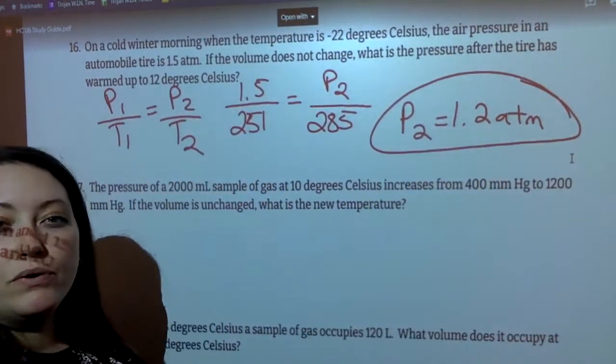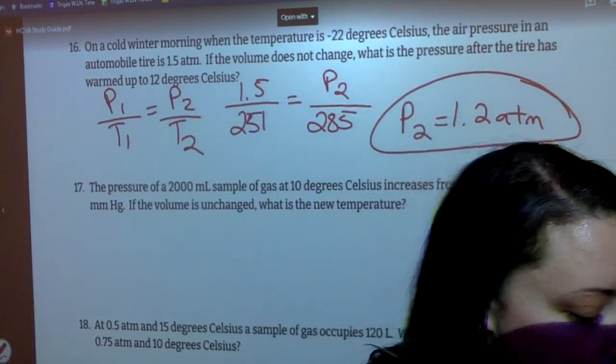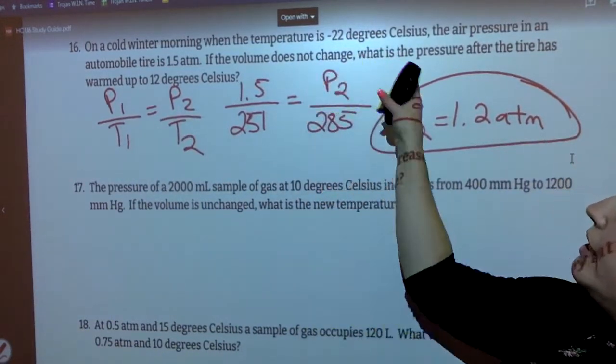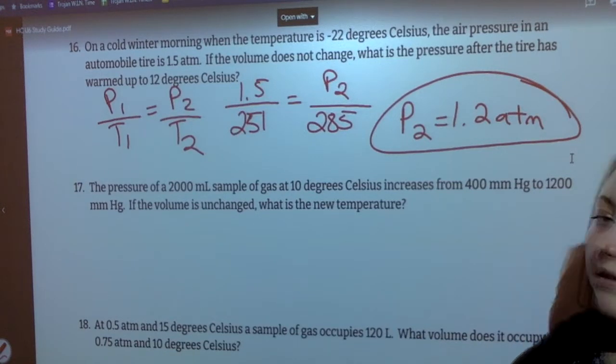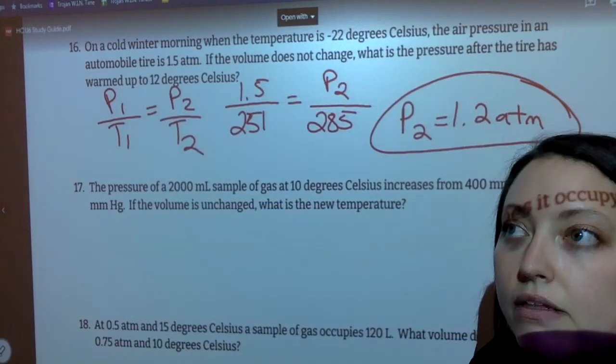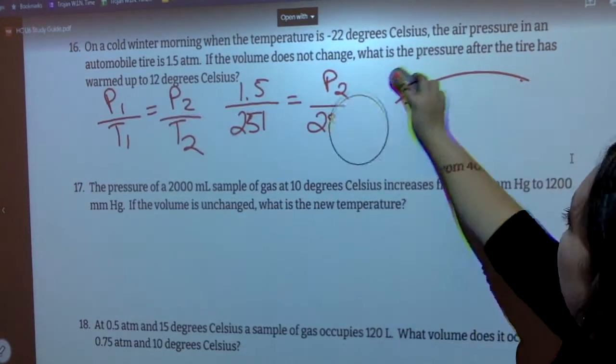Okay, and you know it's atmospheres because it's already atmospheres up here. So hopefully that wasn't too fast, but there it is. All right, let's do one combined gas law and then one ideal gas.